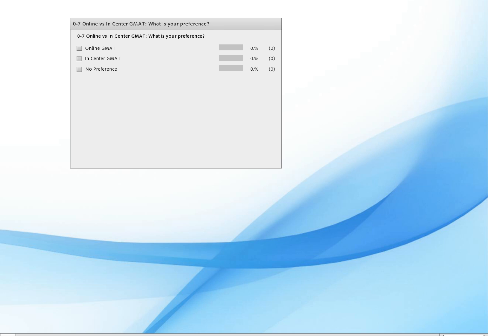I had one other poll. This is a poll that I usually ask, which is, what's your preference? How would you want to take the test? Online GMAT or in-center GMAT, or those of you who would say it could be either, I don't care.